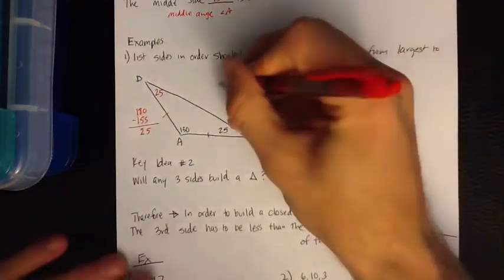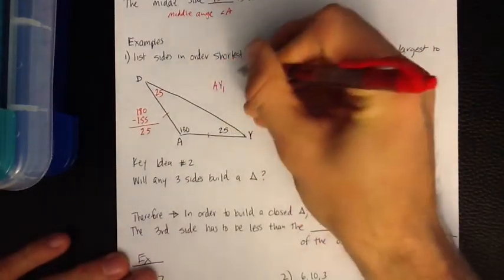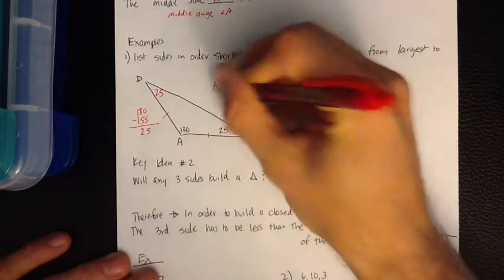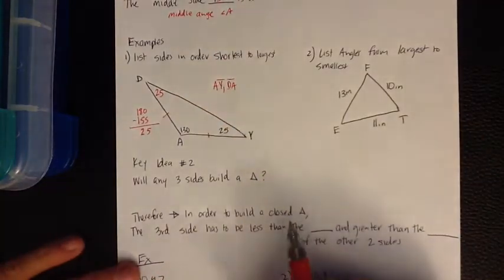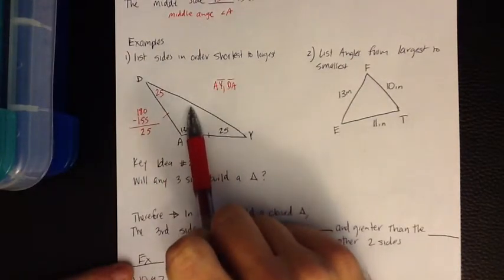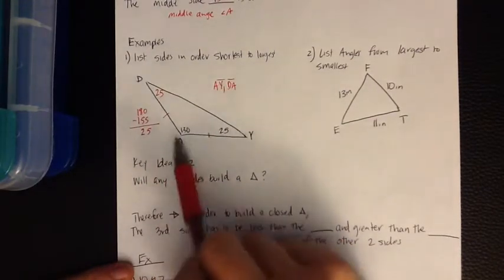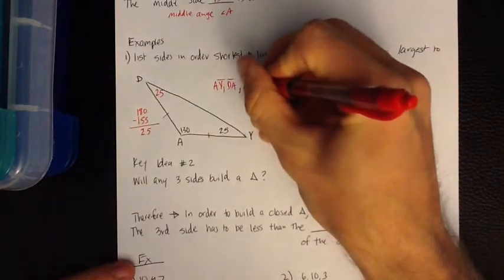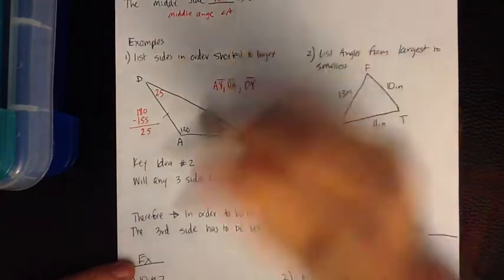So the shortest side, well, it doesn't matter. AY and DA are the same, so it doesn't matter which two we put. They're the same. But the biggest side, and this is obvious by looking at it, but we know for a fact, because it's across from the biggest angle, the biggest side, the longest side, has to be DY.